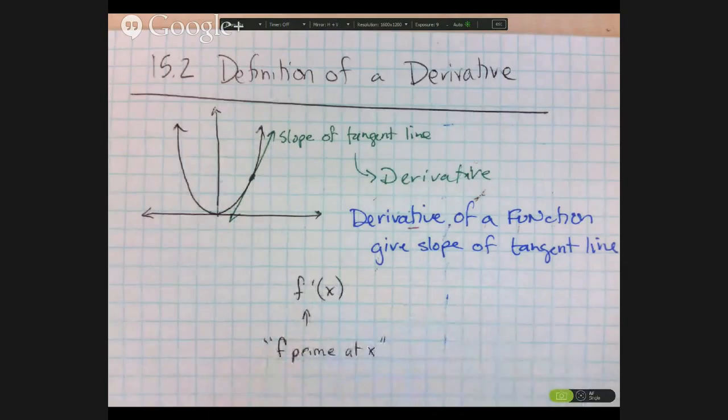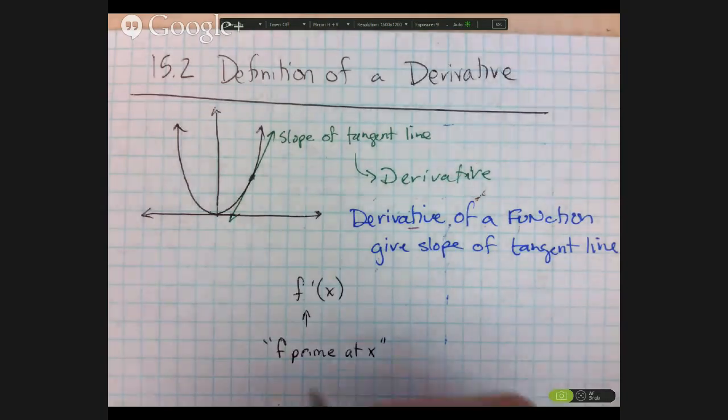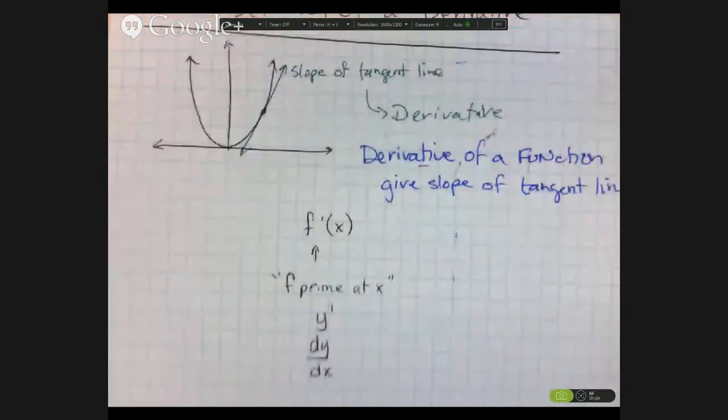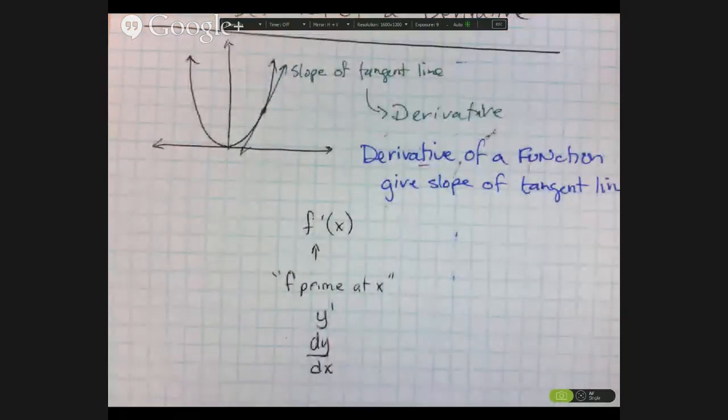So we write it with a little tick mark in the top. F prime, it's called F prime at X. You might also see it written like this, Y prime or dy dx. Those are three different ways to write the derivative. Okay.